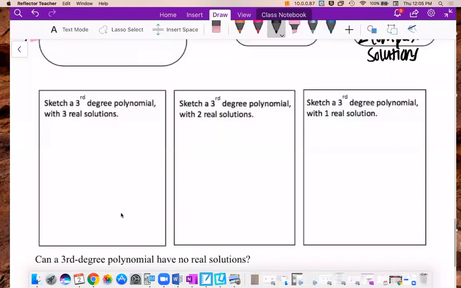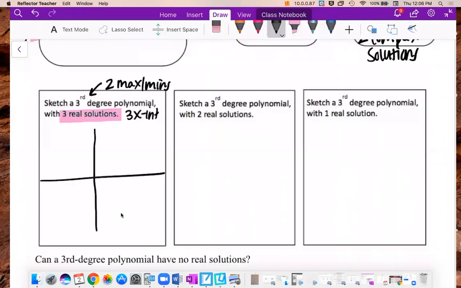Okay, and then the last thing we're going to do is go through this real quick. It says sketch a 3rd degree polynomial with 3 real solutions. So if I have 3 real solutions, that means I have 3 x-intercepts. And if it's a degree 3, it should have 2 max-mins total. Okay, so I'm going to sketch myself a little graph here.